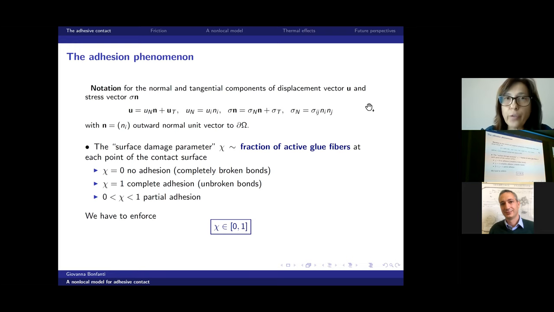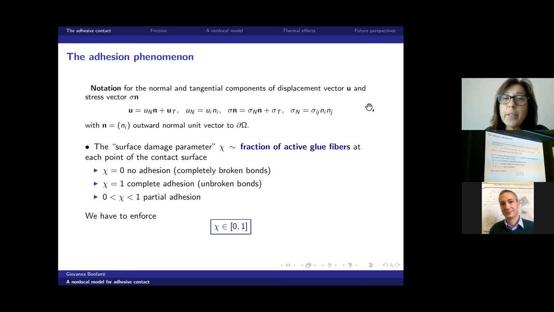Let me make the adhesion phenomenon precise. I introduce some classical notation, the normal and tangential components of some vector U or sigma. And what is the meaning of key and what is the constraint on this variable? So key is the surface damage parameter and denotes exactly the proportion, the fraction of active glue fibers at each point on the contour surface. Key is between 0 and 1. In this sense, key equal to 0 means no adhesion, so completely broken bonds. On the contrary, key equal to 1 means complete adhesion, so unbroken, undamaged bonds. And key between 0 and 1 stands for intermediate situations.